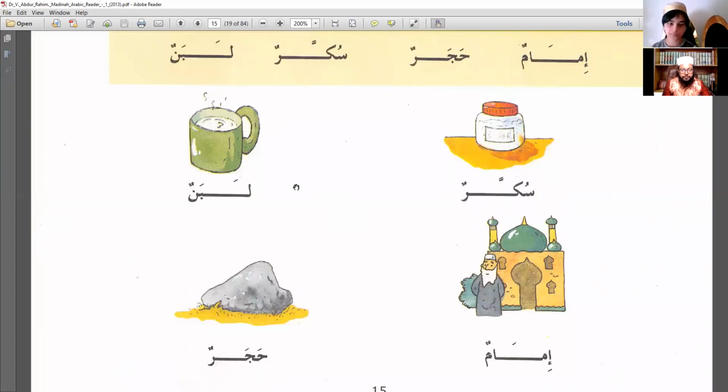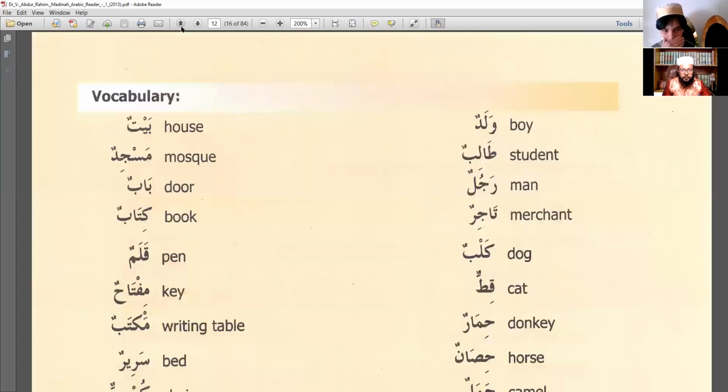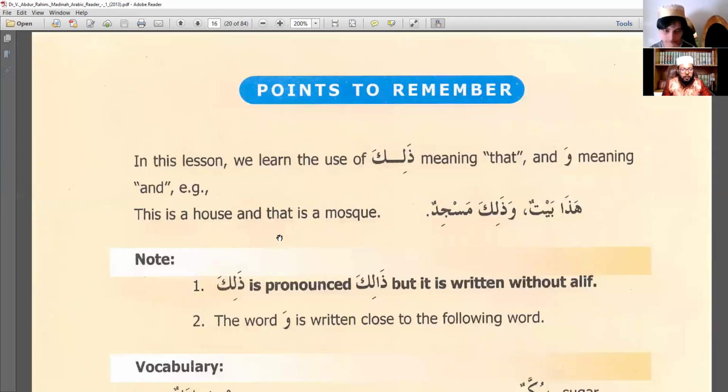Look at this. Dhalika is pronounced with a long sound: there is a harful madd, but it's written without alif. You can see here, but you have to make a long sound there. The word wa is written close to the following word.